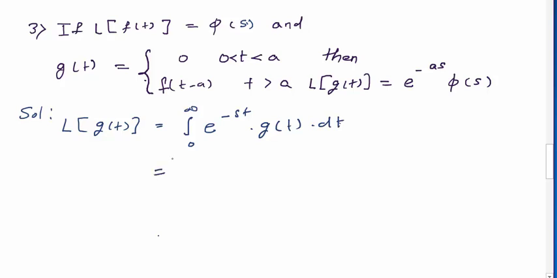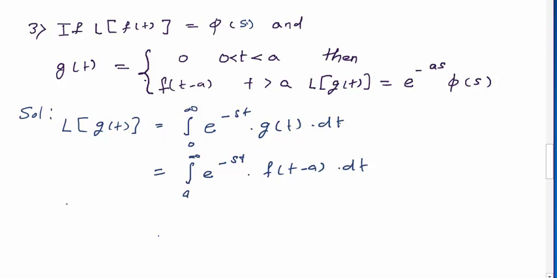Now, as the value of g of t is 0 for 0 to a, when we split the limit, we begin with a to infinity, as from 0 to a the value will be 0. So, e raised to minus st into the value of g of t, which is f of t minus a, into dt. Now f of t minus a. So what we do here, we use the substitution method.